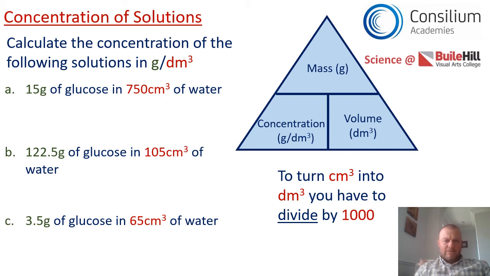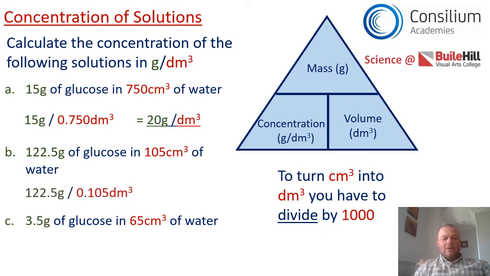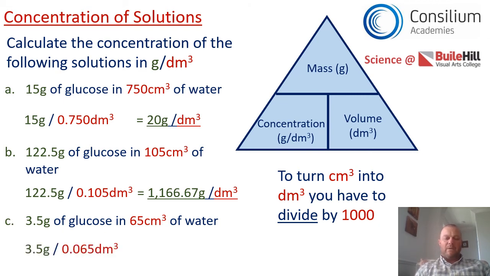Okay, how did you get on? So the first one, 15 grams in 750 centimeters cubed, is going to be 15 divided by 0.75 decimeter cubed, which will give us an answer of 20 grams per decimeter cubed. And the second one will be 122.5 divided by 0.105 decimeters cubed, which gives us an answer of 1,166.67 grams per decimeter cubed. And the final one will be 3.5 divided by 0.065, which gives us an answer of 53.85 grams per decimeter cubed.